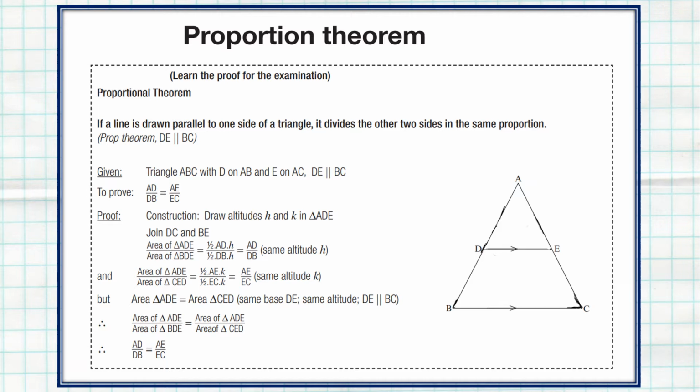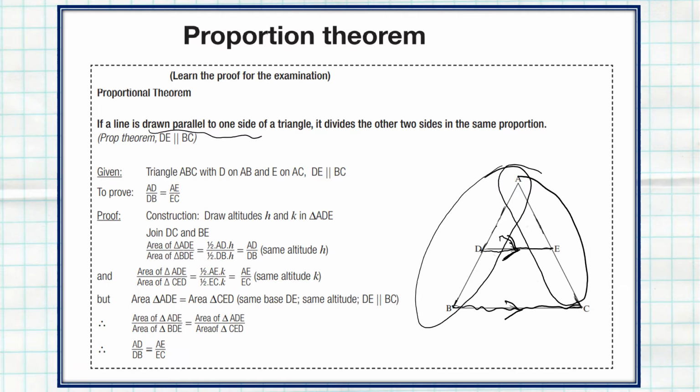What does the proportionality theorem state? The proportionality theorem states that if a line is drawn parallel to one side of a triangle, and we can see this line is drawn parallel to one side of a triangle, which is BC, it's only drawn parallel to BC, DE is drawn parallel to BC, then that line is going to divide the other two sides in the same proportion.